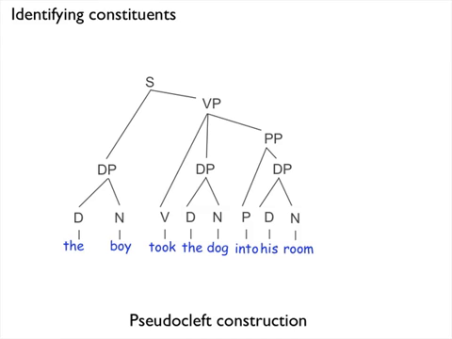The pseudo-cleft construction has very similar, but somewhat different constraints. So the way it works is you put a WH word or a question word, what, where, how, any of them, pretty much, I guess, right?